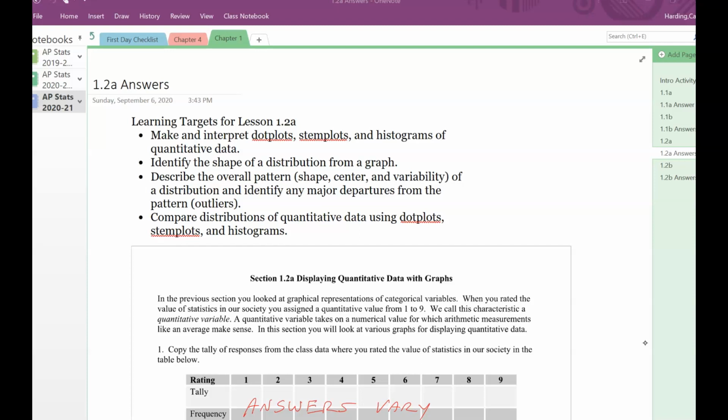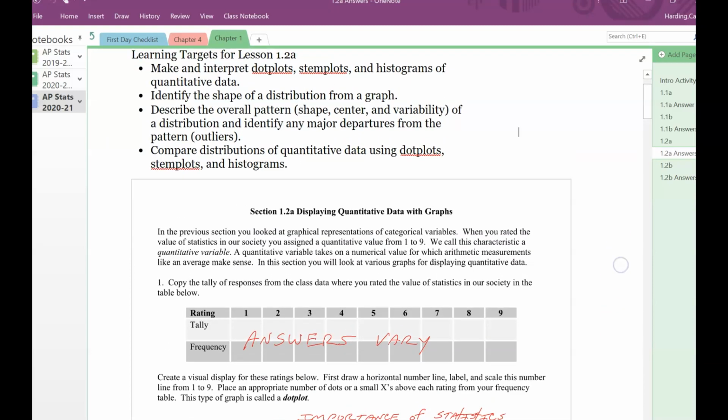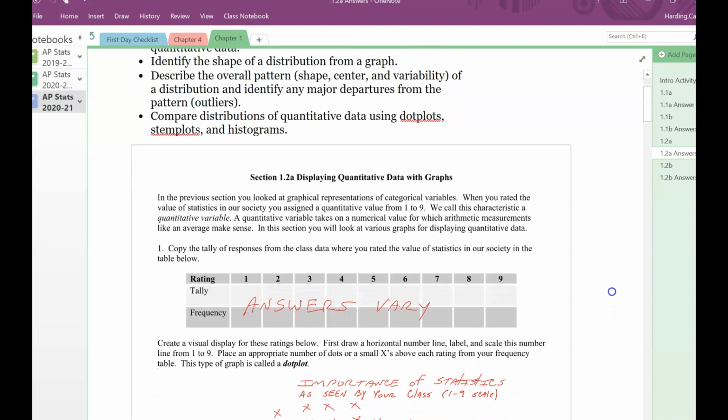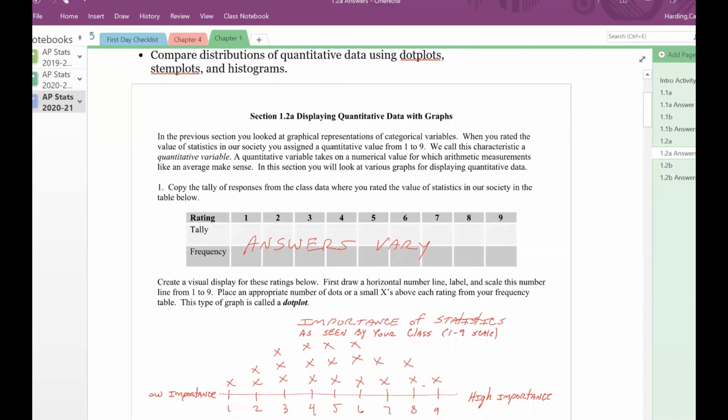Now, in a normal year, we would all go through and rank the value of statistics in our society, in our opinion, and you'd tally your classmates' responses, and you'd put them here in this table. We don't have that data right now, so what you're going to look at instead is data from a past year, and I'll tell you what all of this is.